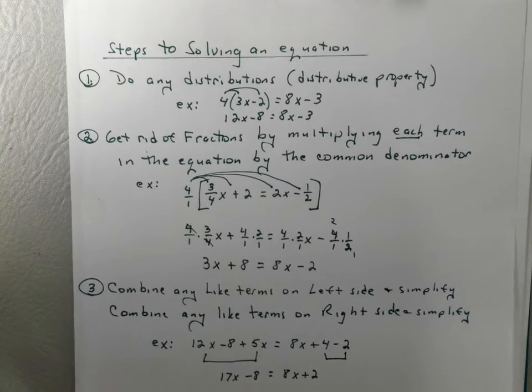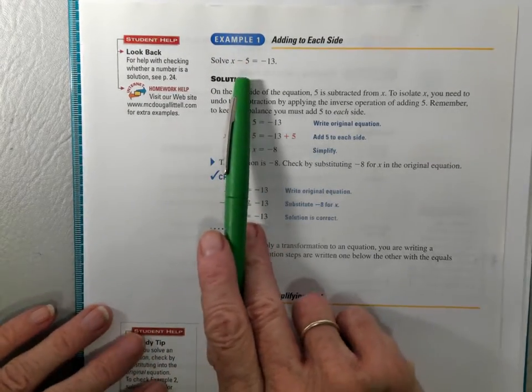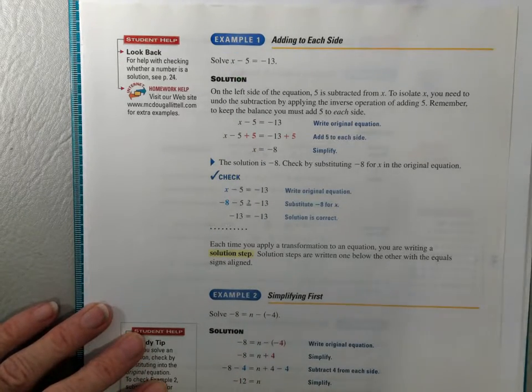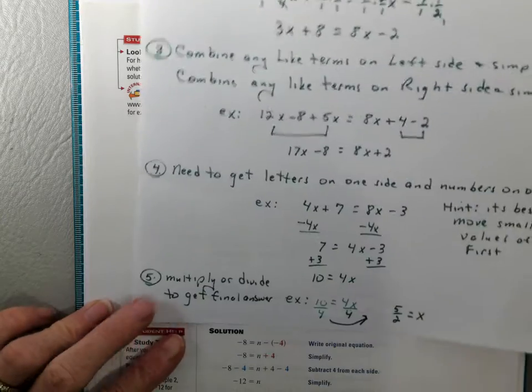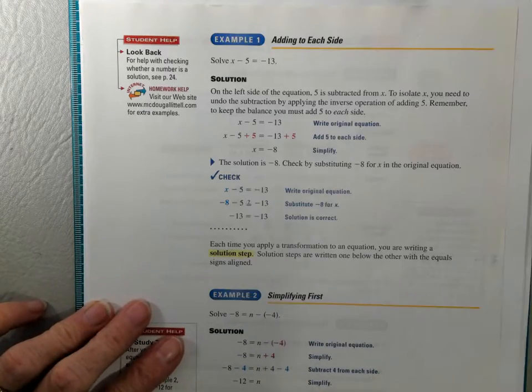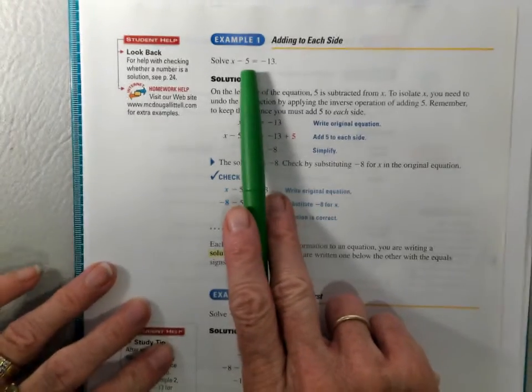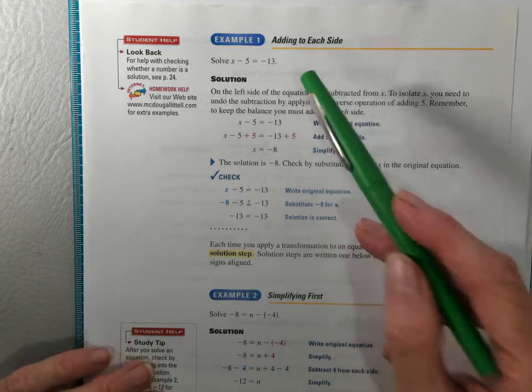Okay, so those are the steps to solving an equation. Now in your book, let's take a look real quick at some of the examples. These are simple examples that they start off with. In this step, we're just doing the last step like we did over here, where you don't even have to divide or multiply in this example. All we have to do is add 5 to both sides and we're done.